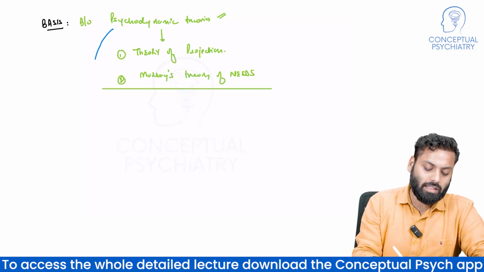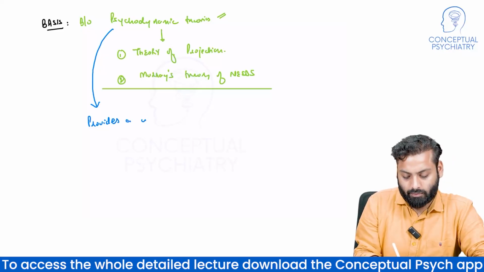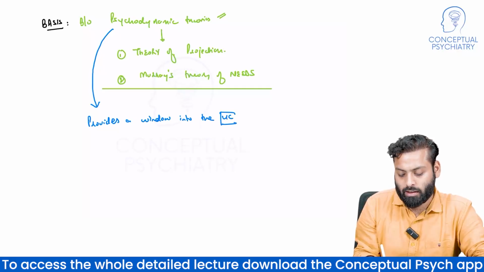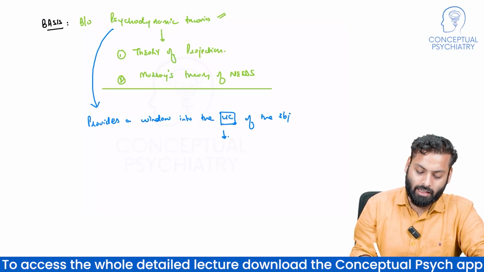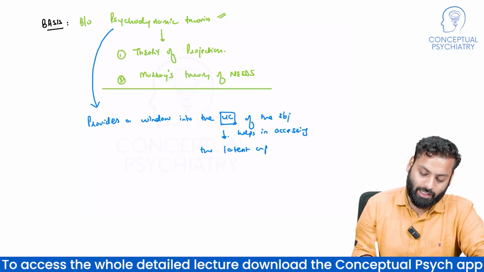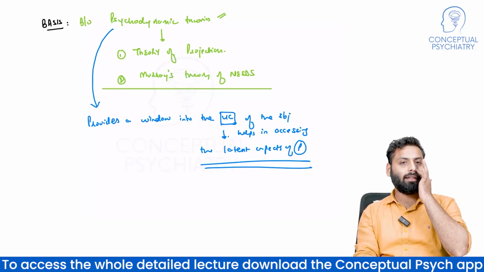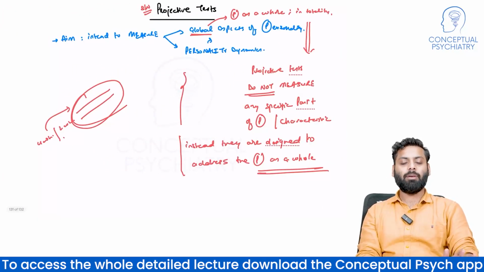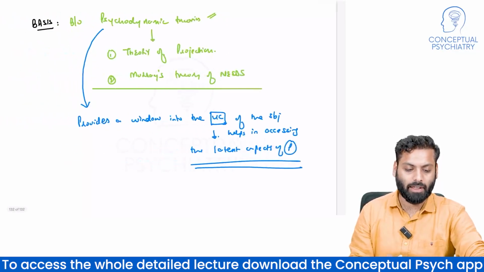Because it is based on psychodynamic theory, it provides a window into the unconscious of the subject. So it helps us in accessing the latent aspects of the personality. Understood? Two points clear? First point, what is the aim? Then what is the basis? On what basis the projective tests are formed, right?